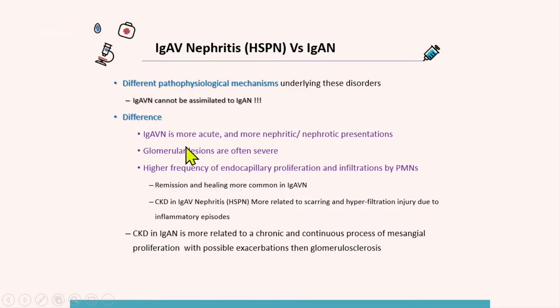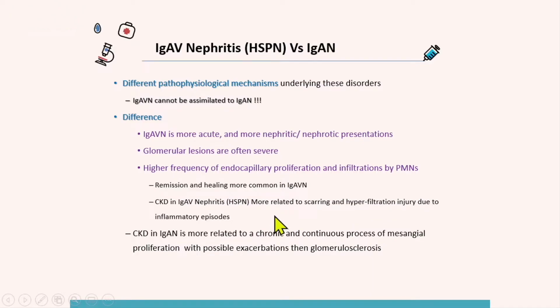So they have very similar pathogenic mechanisms, but there are interplays of many factors so that the patients will have different presentations. So in IgAVN, it happens more in children, and they usually have more acute presentation, especially in nephritic or nephrotic presentations. And the glomerular lesions are often more severe, and there's a high frequency of endocapillary proliferation, as well as infiltrations by the polymorphonuclear cells, neutrophil cells.